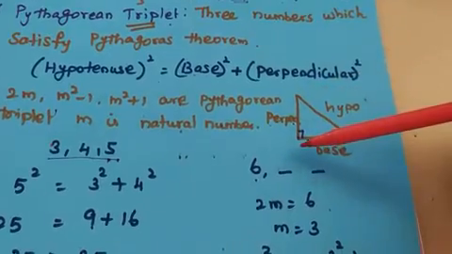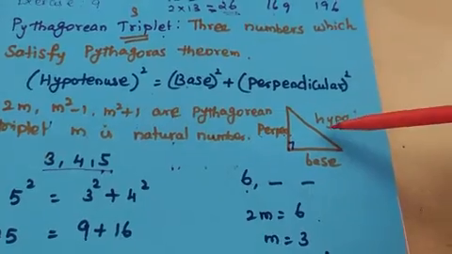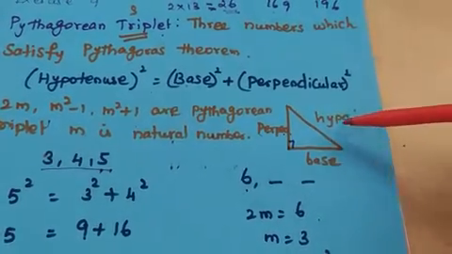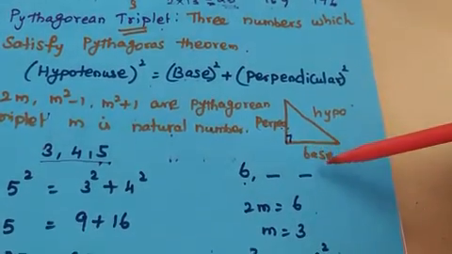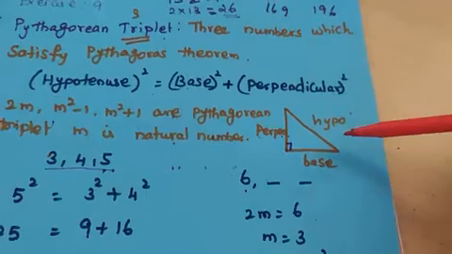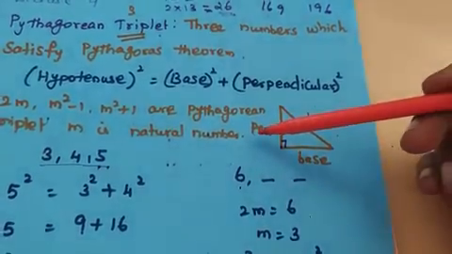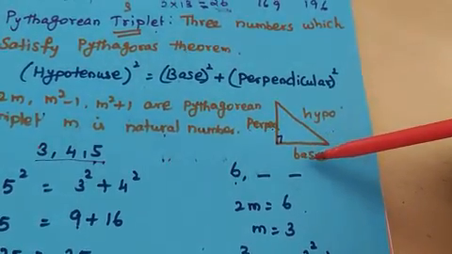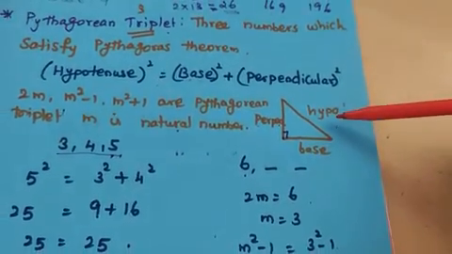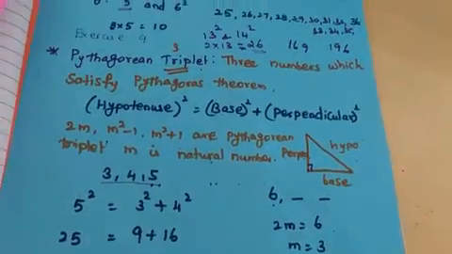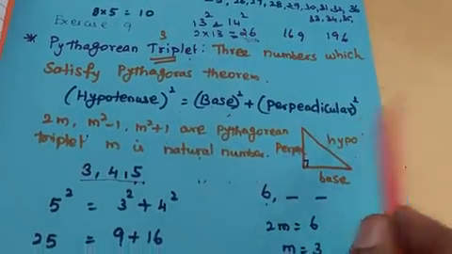What is the Pythagoras theorem? We are taking a right angle triangle. In that, the longest side is called the hypotenuse, the side which makes 90 degrees to the base is the perpendicular, and the base is given. So the square of the hypotenuse is equal to the square of the perpendicular plus the square of the base. This condition should be satisfied. That is, hypotenuse square is equal to base square plus perpendicular square.